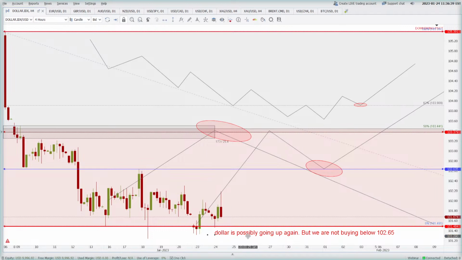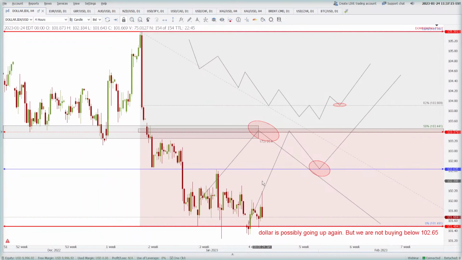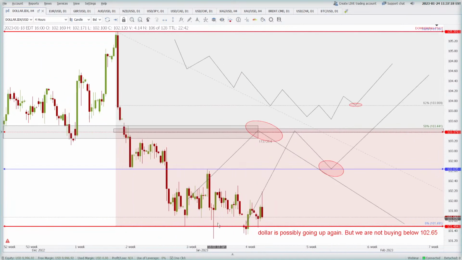dollar is possibly going up again, but we are not buying it below 102.65. So this is the area above which I will become a buyer in the dollar, but below this I'm not buying the dollar. Why? You see, the price started going up, it was rejected, it went up, it was rejected. So my idea is that below 102.63 the dollar is a weak currency. If it goes above 102.63, then we will have a clear-cut idea that the dollar is favorable and it is going to get stronger day by day. Why? Because the market structure will break if the price goes above 102.63.